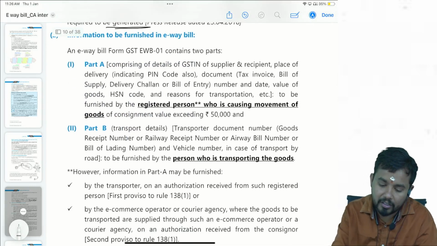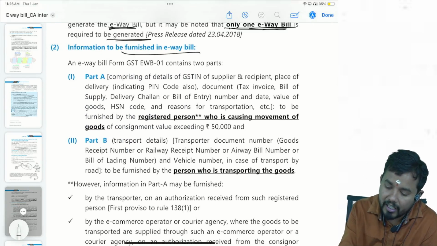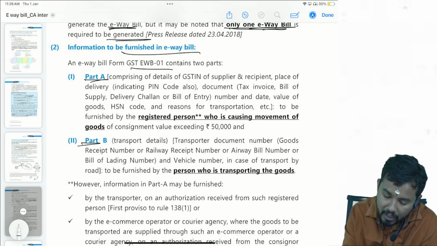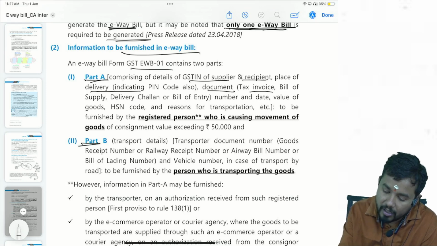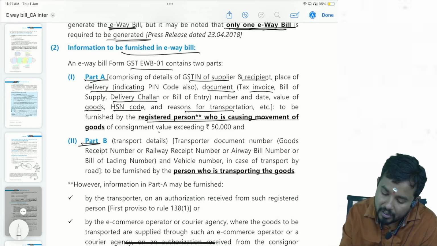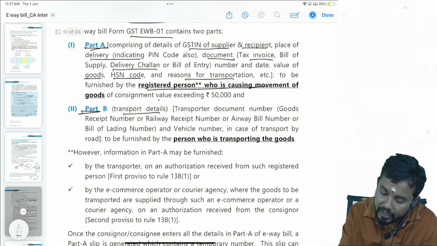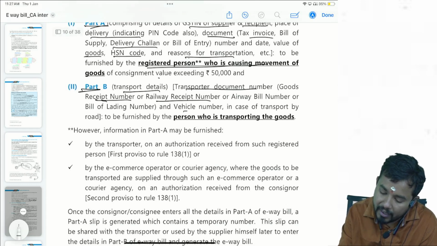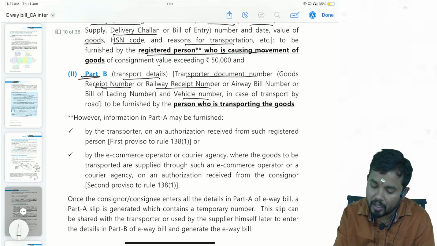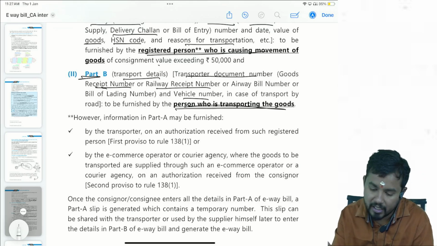Next one, information to be furnished in E-way bill. EWB-01 consists of two parts, part A and part B. Already I have said. Now part A comprises details of GSTIN of supplier and recipient, place of delivery, documents, tax invoice number, delivery challan, value of goods, HSN code, reasons for transportation, who is causing the movement. Part B may have transport details: transporter document number, railway receipt number, airway bill number, bill of lading number, vehicle number. All these things have to be filled by the person who is transporting the goods.